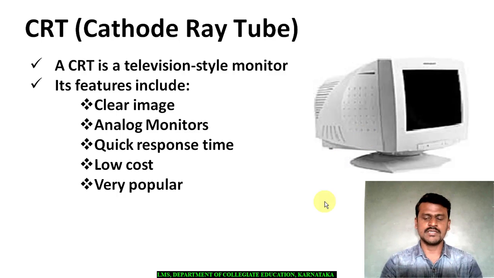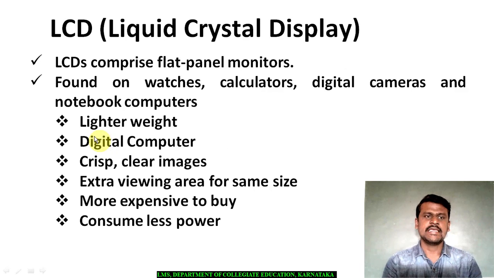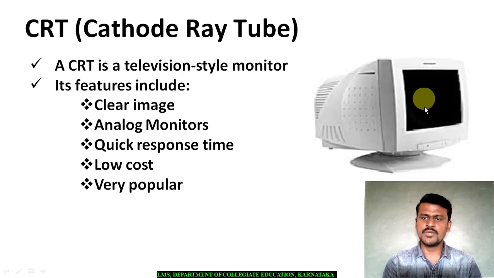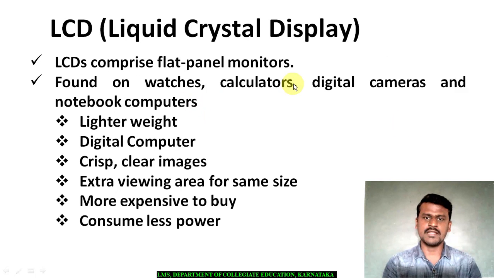Now we will move on to the next type of monitor, that is LCD, liquid crystal display. These LCDs comprise flat panel monitors. You can see here, this is a domed type, and these are flat panels, which will be very flat. Nowadays you can see in TVs or any computer monitor, they are flat panels. And these LCDs, liquid crystal displays, are found on watches, calculators, digital cameras as well as notebook computers.